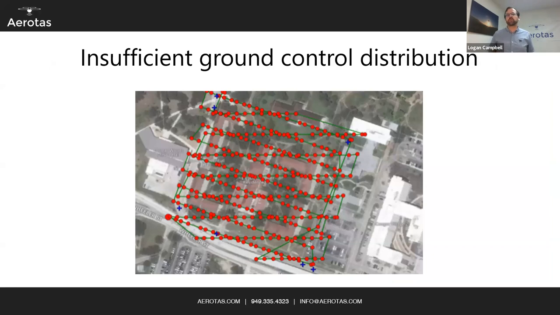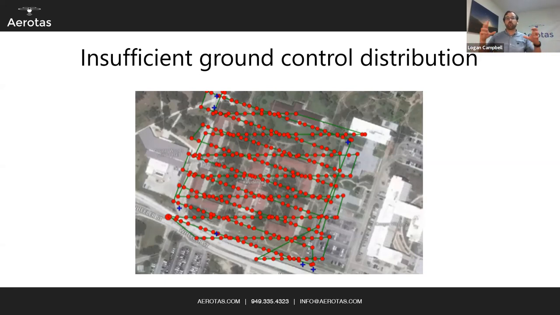Same thing with insufficient ground control distribution. This project has all kinds of issues. It has a bunch of ground control points all on the outer edges of the project with nothing in the center. A skilled photogrammetrist would look at this and say this is totally subject to camera calibration issues. When you process it, I mentioned before, we recalibrate the camera on every single project. That's how we calibrate the camera.